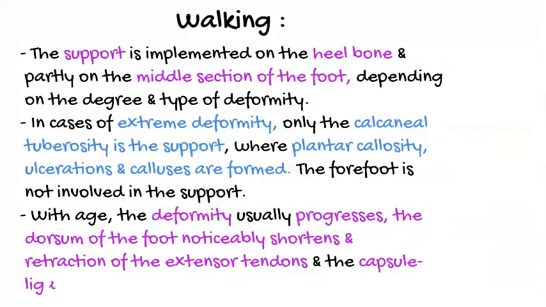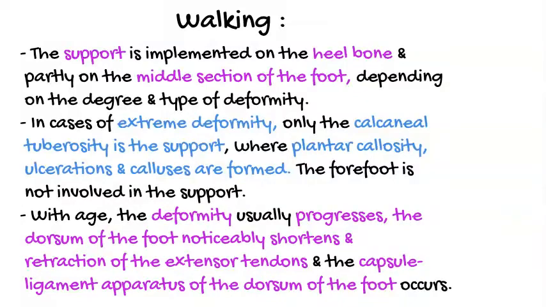With age, the deformity usually progresses. The dorsum of the foot noticeably shortens and retraction of the extensor tendons and the capsule ligament apparatus of the dorsum of the foot occurs.